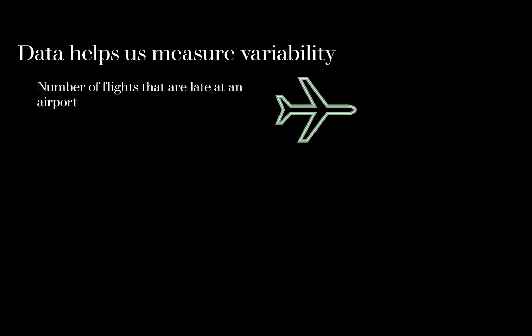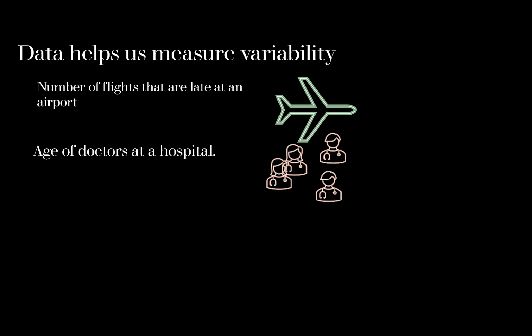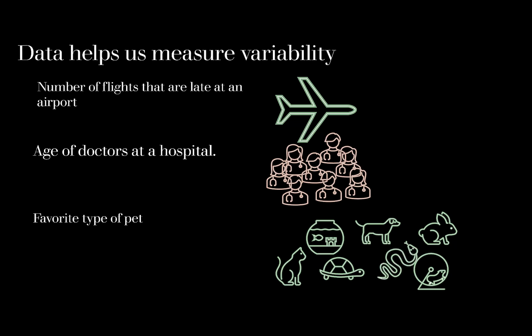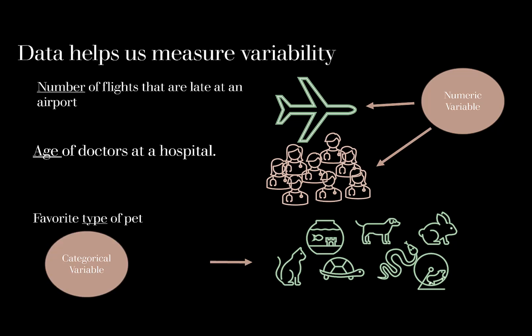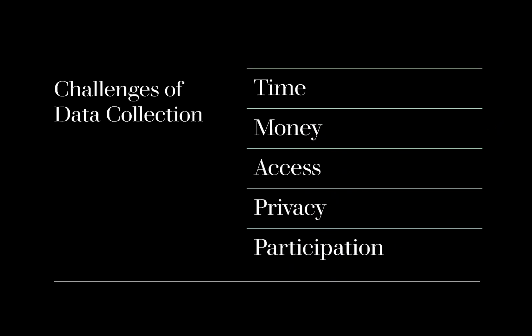That could be like the number of flights that are late at an airport or the age of doctors at a particular hospital. It could also be collecting information about everyone's favorite type of pet. As we look at these few types of variability, I want you to see we have two different types of data we collected. When we look at the number of flights or the age of doctors, those are numeric values, which we would call a numeric variable. When we look at a favorite type of pet, this is categorical because there's not a number associated with our response.